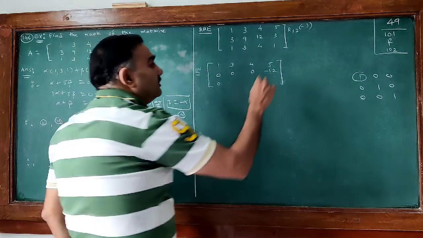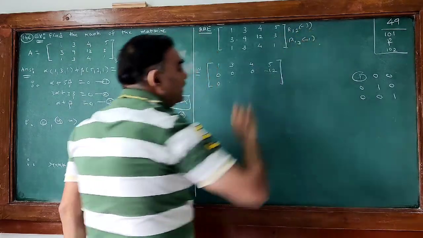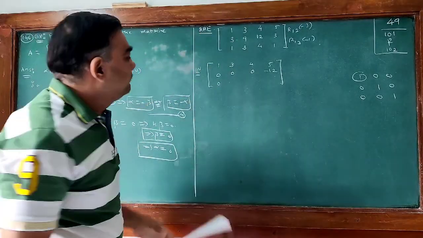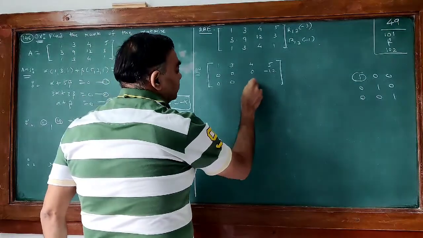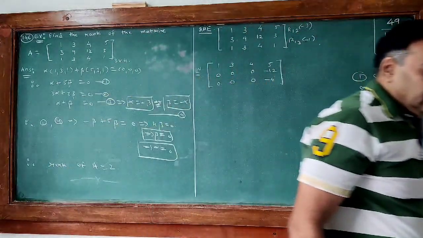So what will we do? Multiply first row by -1 and add in the third one. It means we have to subtract both of them. So it is again 0 0 -4. You can see it.